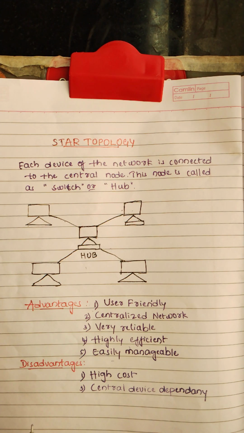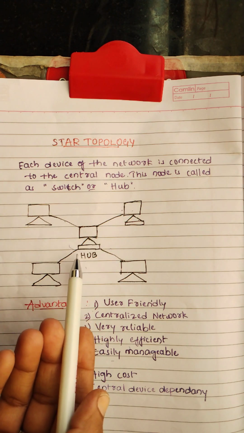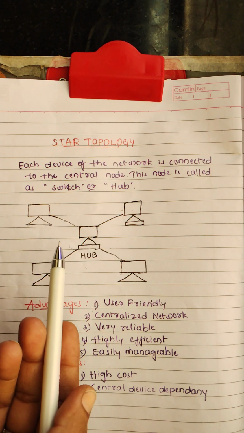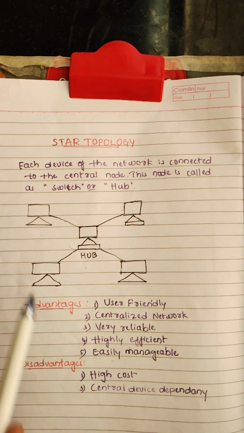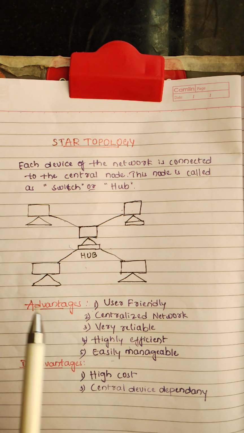And the disadvantages of the star topology are: the first one is high cost. The star topology needs the central hub or a switch. The implementation of this hub or a switch is very costly. For that reason we said that star topology is high cost.